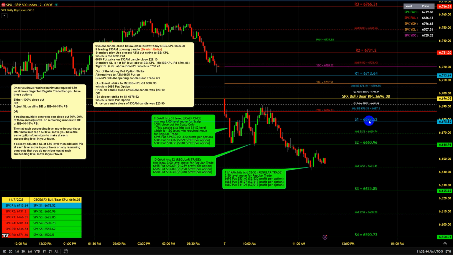66.7852. Now in this case, the closest strike is the 66.80, because this is over the midpoint between 66.75 and 66.80. So since it's over the midpoint between those two strikes, you defer to the one that it's closest to, in this case the 66.80. The 66.85 put option on this candle close was $23.10. The 66.80 put option on the candle close was $20.90.